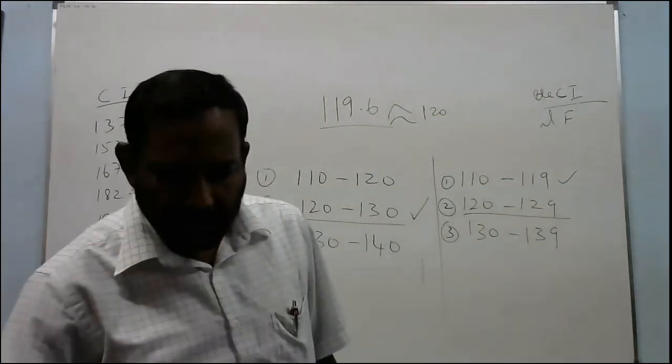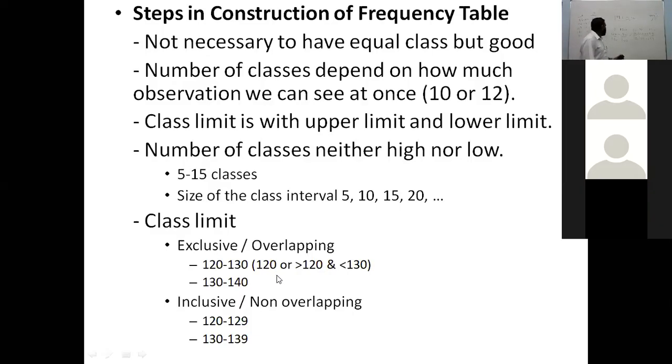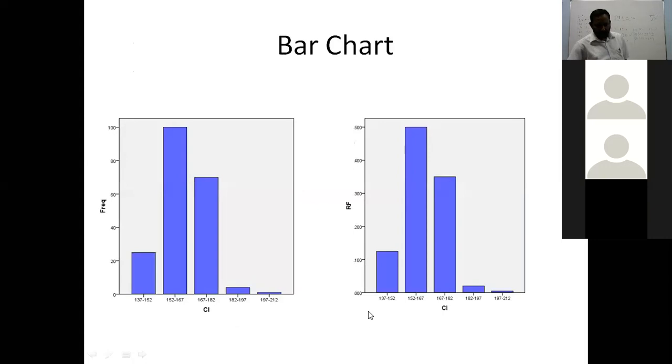As we said already, when you talk about overlapping or non-overlapping, you have to follow the rule. So what is the rule in the overlapping case? Let's take 120 to 130, as given in our example. Any value equal to 120 or above 120, but less than 130. That is basically the concept of overlapping classes. So we can have overlapping or non-overlapping classes as we want.